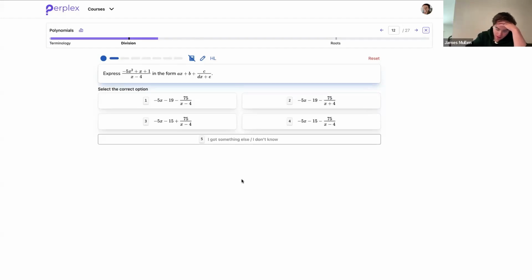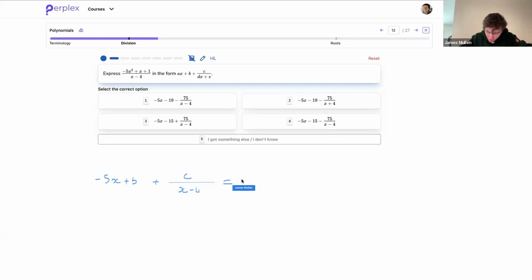Here are some things I already know. I know that dx plus e is going to match the x minus 4, so it's just going to be x minus 4 in the denominator here. And I already know that the a is going to come from negative 5 over 1, which is negative 5. So I'm going to have negative 5x plus b plus c over x minus 4. I just need to solve for b and c.